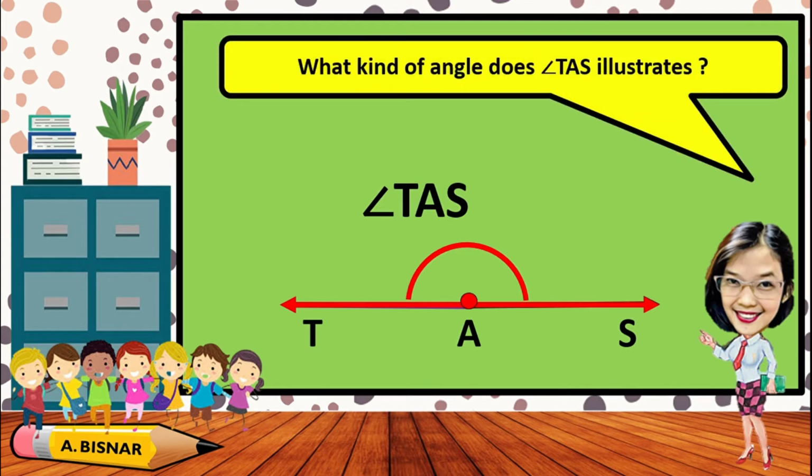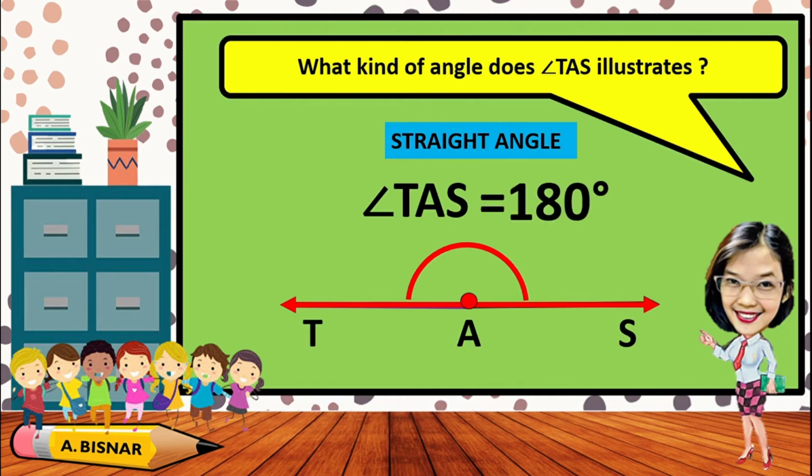Now, what kind of angle does angle TAS illustrate? That's correct. It is an example of a straight angle. And if that is a straight angle, what is the measure of it? Yes, the measure of it is 180 degrees. Now, let us use this idea for our other examples in this lesson.